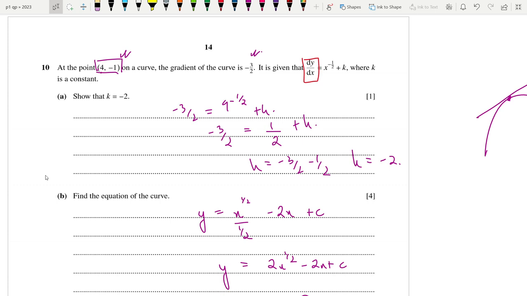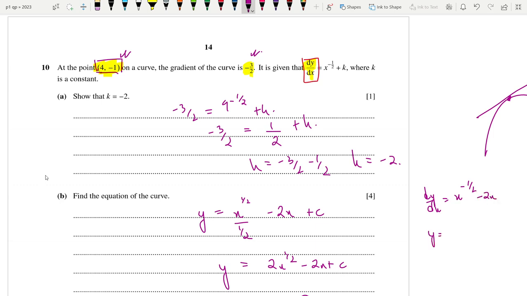So -3/2 is equal to, where x is equal to 4, 4 to the power minus half, that's given in the question, plus k. So after solving this, we end up with k equals -2. Now find the equation of the curve. We need to integrate dy/dx, right? So y is equal to x to the power minus half plus 1, which is plus half, divided by half. And since dy/dx, after solving it, we end up with dy/dx equals x to the power minus half minus 2.